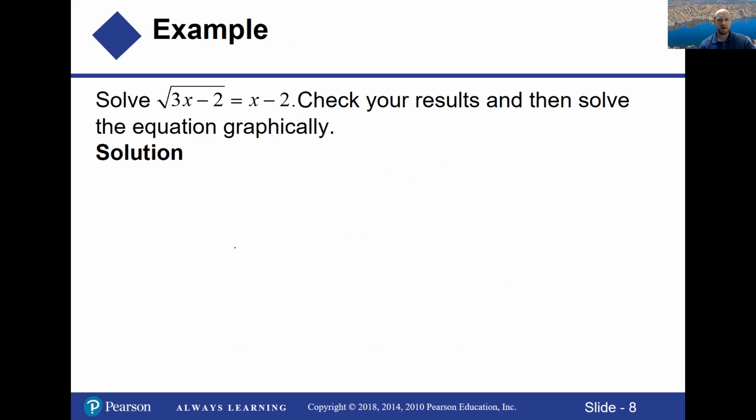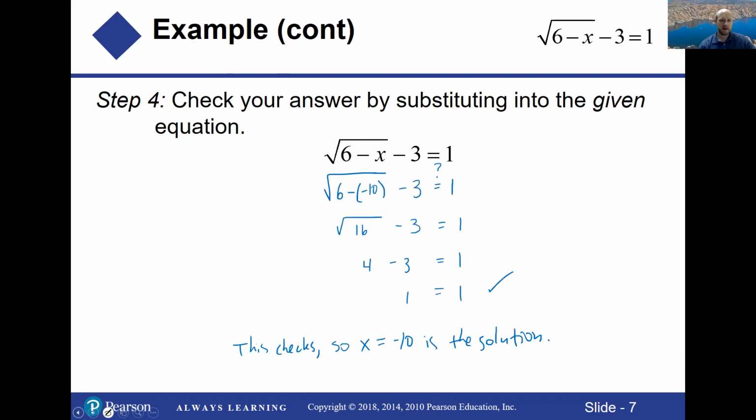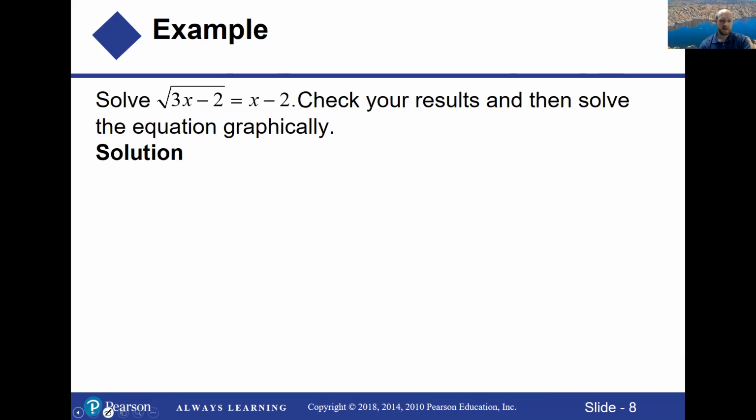All right, let's do another one. Now we can also solve these graphically. Okay, so if I would have graphed this thing, actually, yeah, actually we could graph these. Oh, hold on one second. Actually, I'm thinking of when we have an x on both sides. So when we have an x on both sides, we can check it graphically.